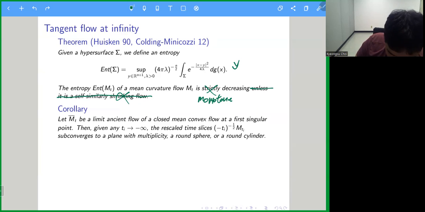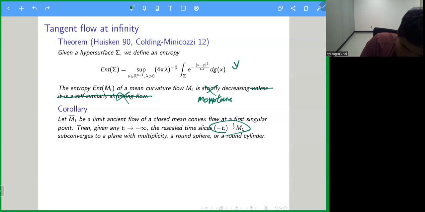So we can show this corollary. For a given ancient flow, we consider this blowdown, where t_i diverges to negative infinity. So this is just a blowdown of time slices. And then these should converge to some plane with multiplicity, or a round sphere, or a round cylinder.